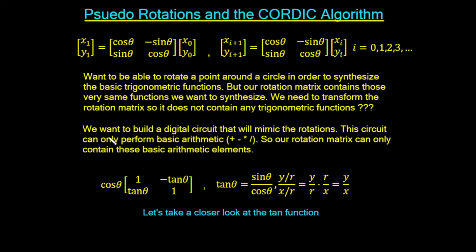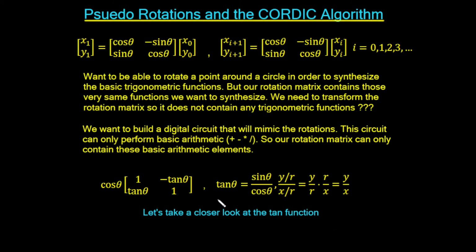So also when we build the digital circuit, because that's the direction we're going, we're actually going to build a digital circuit that will synthesize this, or it will mimic the rotations. Now the digital circuit can only perform very basic arithmetic, that is plus, minus, multiplication and division. So a rotation matrix can only contain these basic arithmetic elements. So we're wanting to replace these complex functions just by simple additions, subtractions, multiplications and divisions. And that's what we're going to look at in this video.